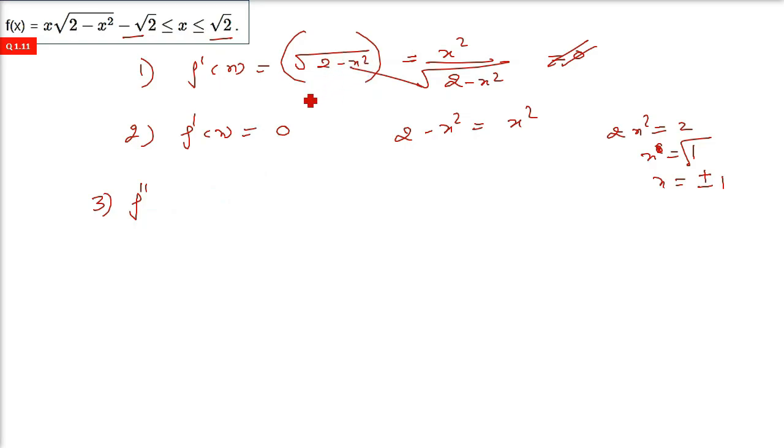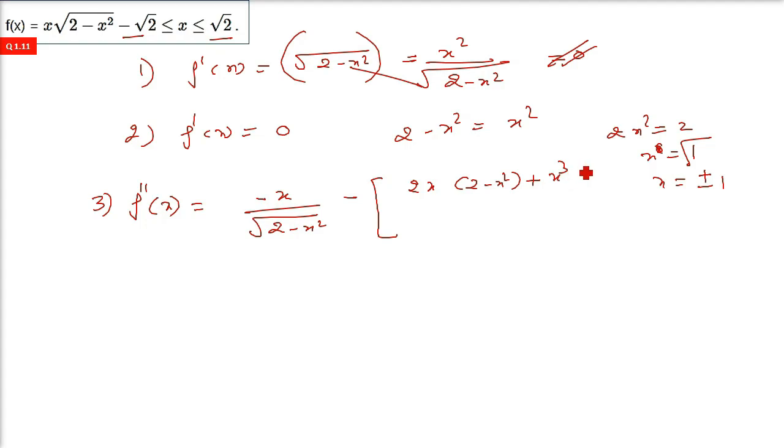Next step is to find out the double differentiation. We are going to differentiate what we have differentiated earlier. So this is going to be the double differentiation or second derivative. And this is done only for finding out the sign at these critical points. That means if I write the double differentiation, it is going to be negative x divided by under root 2 minus x square. Since we have done a whole chapter on differentiation, I am writing it, because this is the differentiation of the differentiation. It is not the original differentiation.